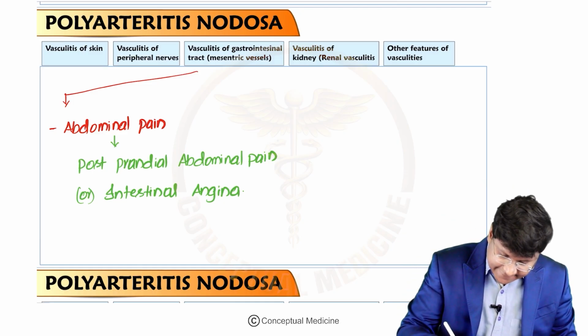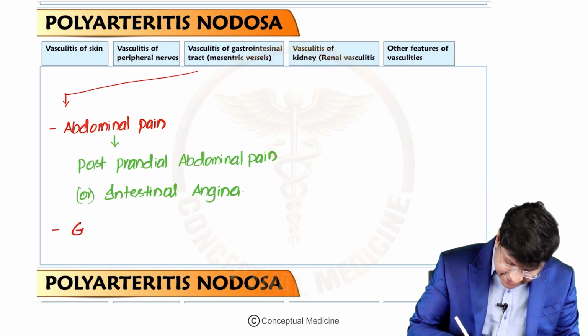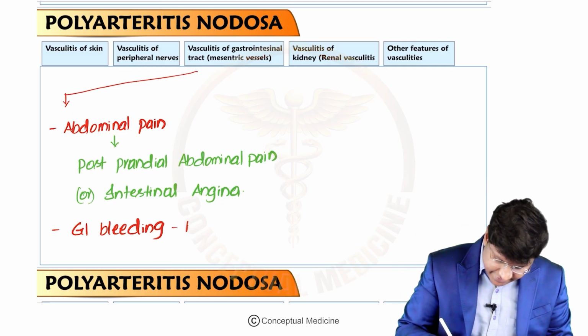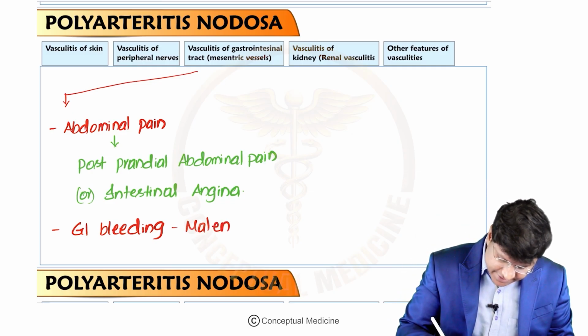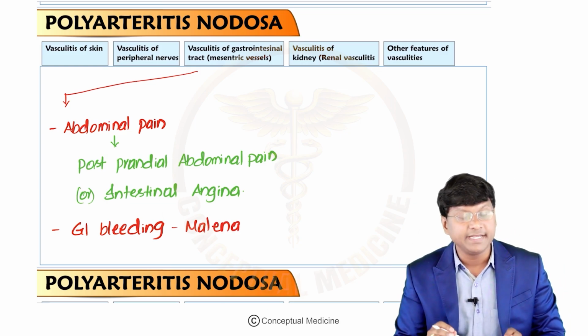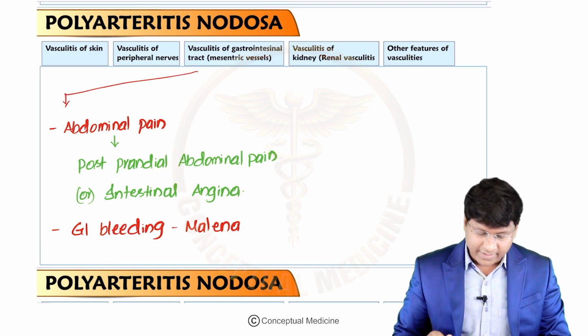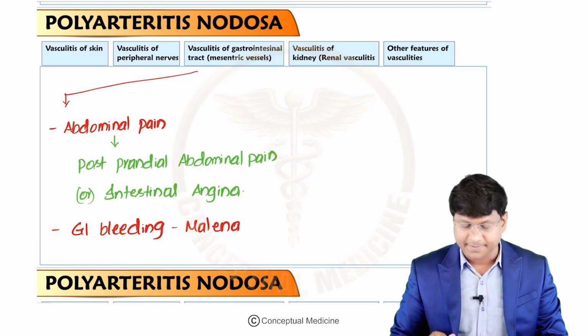And apart from that, gastrointestinal bleeding is also common, and this gastrointestinal bleeding presents as melena. Melena may be the presenting symptom. So that will be the presentation of vasculitis of the gastrointestinal tract.